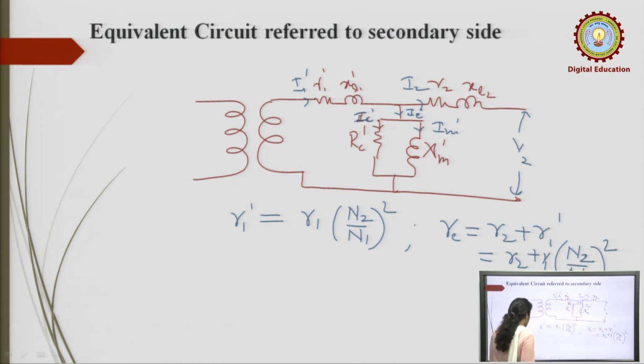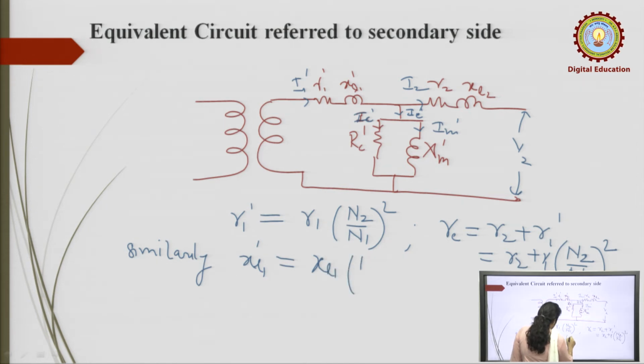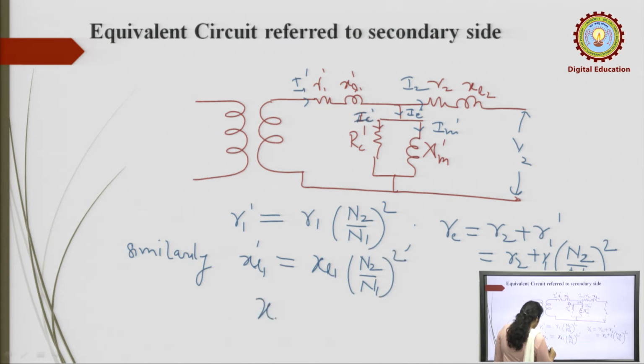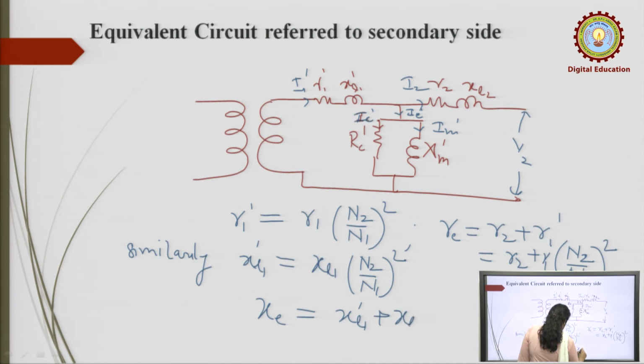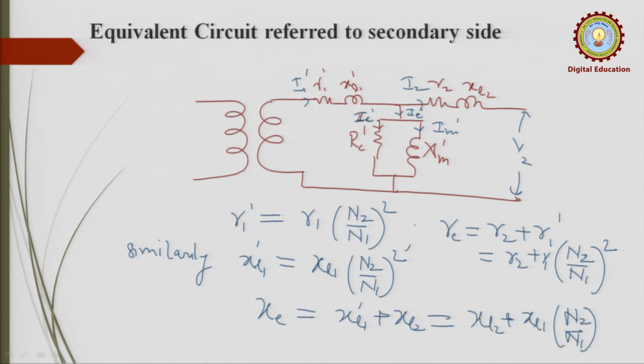Similarly, XL1 dash becomes XL1 times N2 by N1 whole square. So the equivalent leakage reactance becomes XL1 dash plus XL2, and it is XL2 plus XL1 times N2 by N1 whole square.